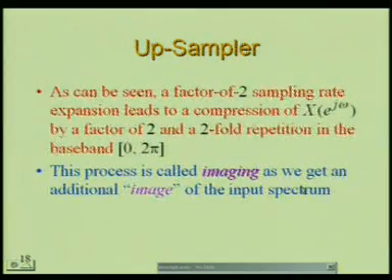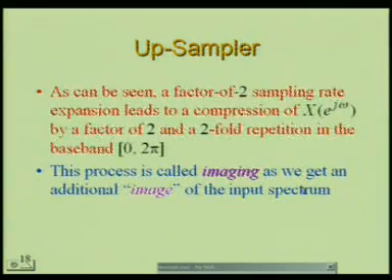The word imaging is otherwise also used in image processing literature, but things are completely different. In image processing literature, the meaning of this word imaging is different. In DSP literature, it is different. In DSP, the word imaging is used to explain this particular phenomenon. This process is called imaging, as we get an additional image of the input spectrum, as we have seen when we go for an expansion of the sampling frequency.